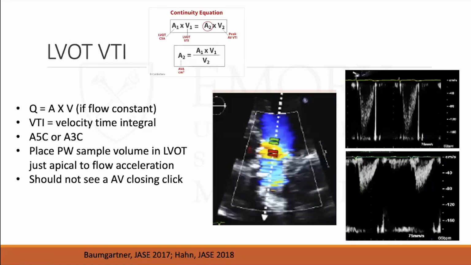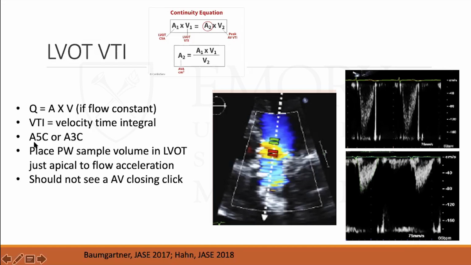So, all this talk about LVOT velocities and VTI. Another physics principle here is that flow is typically equal to area times velocity. However, this is if flow through an orifice is constant. Obviously, in the heart, it's pulsatile. And so there's this concept called VTI, or velocity time integral, where you're essentially accounting for the differences in velocity over time.